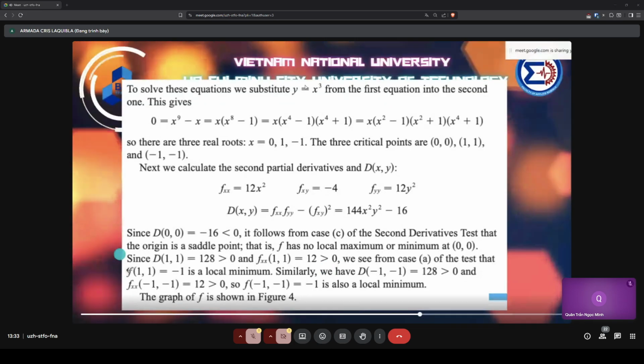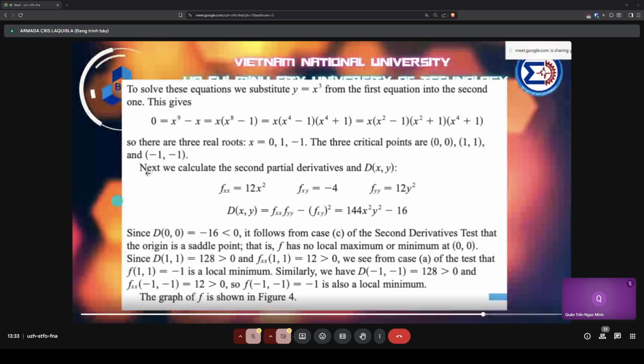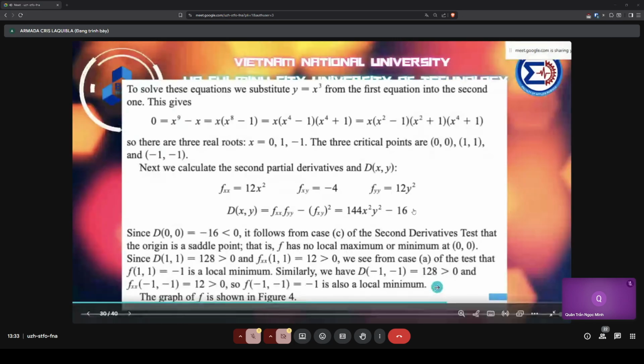Next, the last point, we have D(negative 1, negative 1). It's positive, 128, the same. And then your fxx is the same, it's 12 also. Both are positive, so this is a local minimum. Now when you substitute negative 1 and negative 1 into f, the result is also negative 1. Now this is also a local minimum. So class, both are equal to negative 1, local minimum.